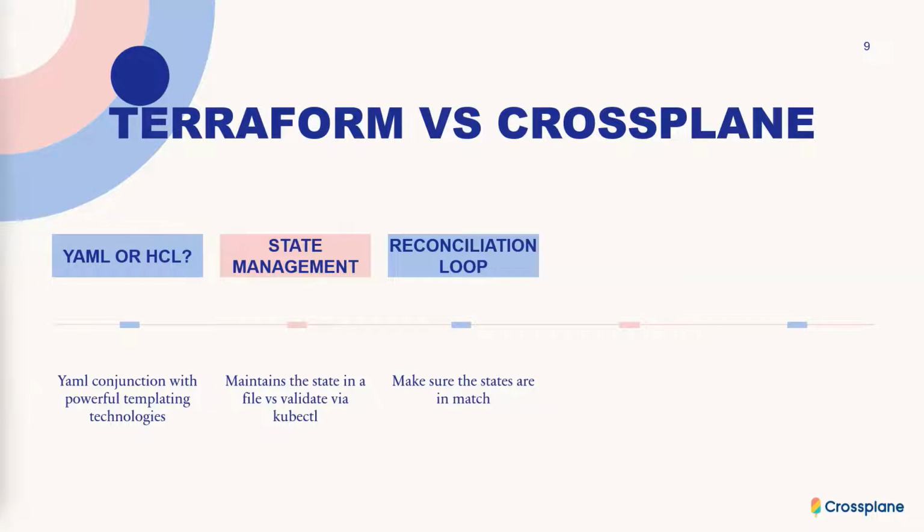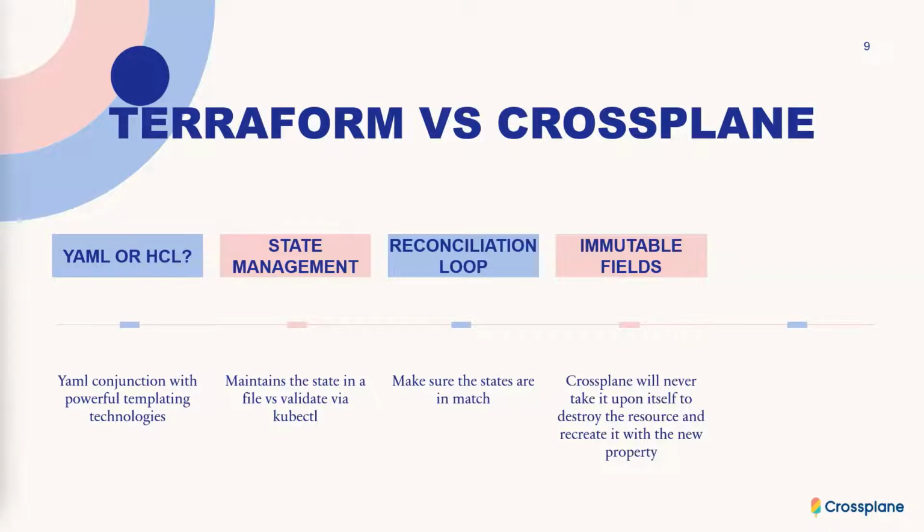Immutable fields. This is a little complex topic to discuss both ways, but there is one thing you should know. Let's say you want to change something on a particular resource in your Terraform file, like a VPC. What happens? It automatically deletes everything and recreates it. But Crossplane just applies the changes; it won't recreate anything. That's a disadvantage for Terraform. The best advantage between both is for Crossplane.